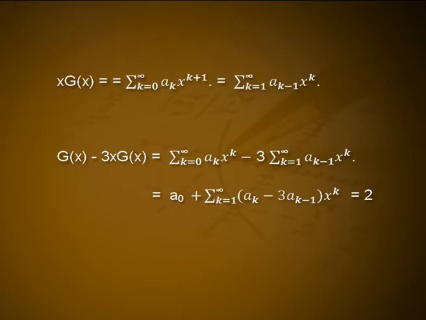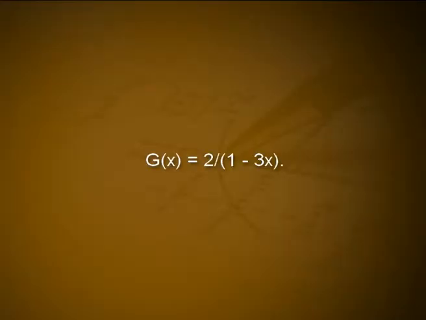Using the recurrence relation, we see that G(x) minus 3x G(x) is equal to summation k equal to 0 to infinity a_k into x raised to k minus 3 into summation k equal to 1 to infinity a_(k minus 1) into x raised to k, that is equal to a_0 plus summation k equal to 1 to infinity (a_k minus 3 a_(k minus 1)) into x raised to k, that is equal to 2, because a_0 is equal to 2 and a_k is equal to 3 a_(k minus 1). Thus, G(x) minus 3x G(x) is equal to (1 minus 3x) into G(x), that is equal to 2. Solving for G(x) shows that G(x) is equal to 2 by (1 minus 3x).